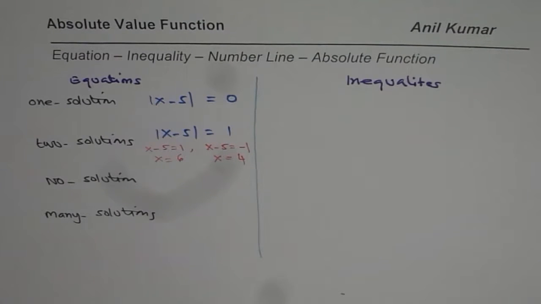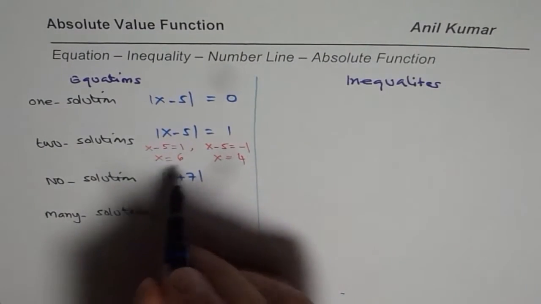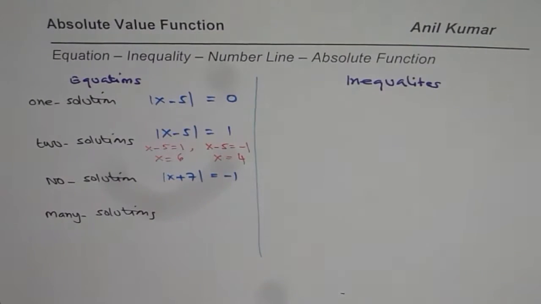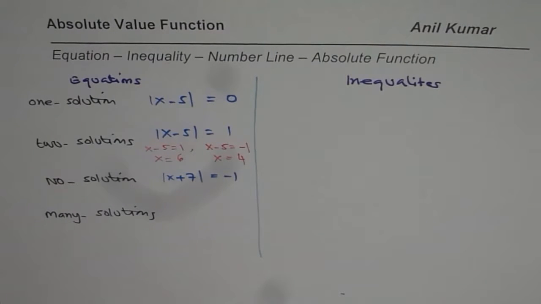Now, for no solution, let me write down x plus 7, something here, and I say it equals some negative value. As you know, an absolute function is always non-negative, so this kind of an equation will never have any solution, correct? So that is how we say that this absolute function has no solution at all.